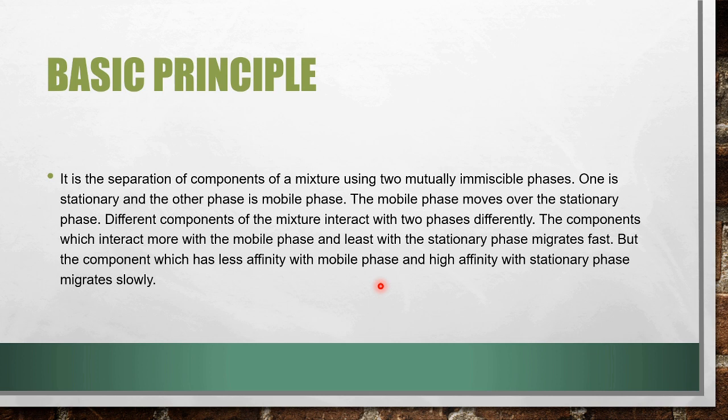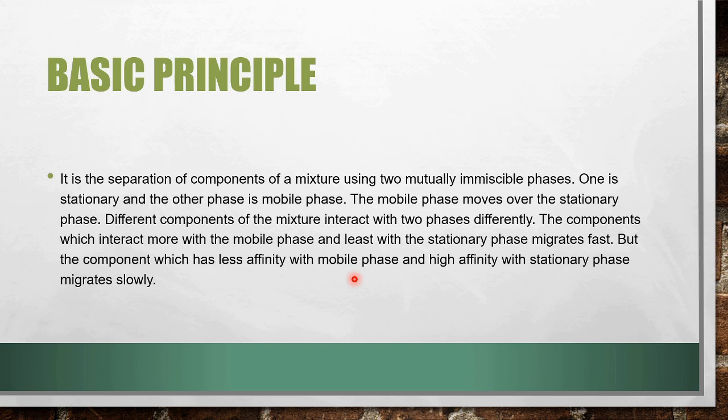So different components of the mixture interact with the two phases differently, that is, within the mobile phase and the stationary phase. But the component which interacts more with the mobile phase and less with the stationary phase separates or migrates fast.